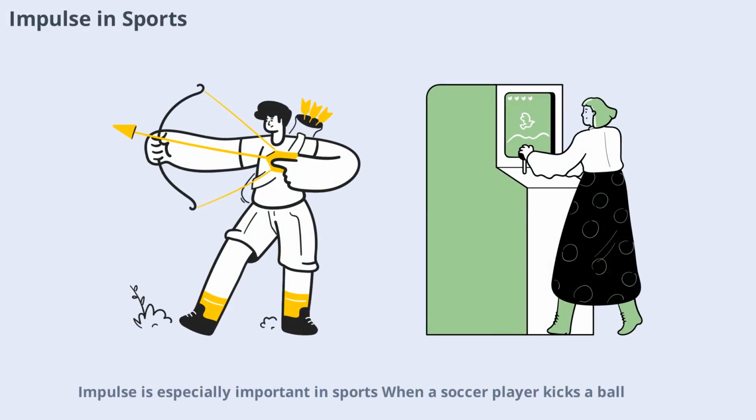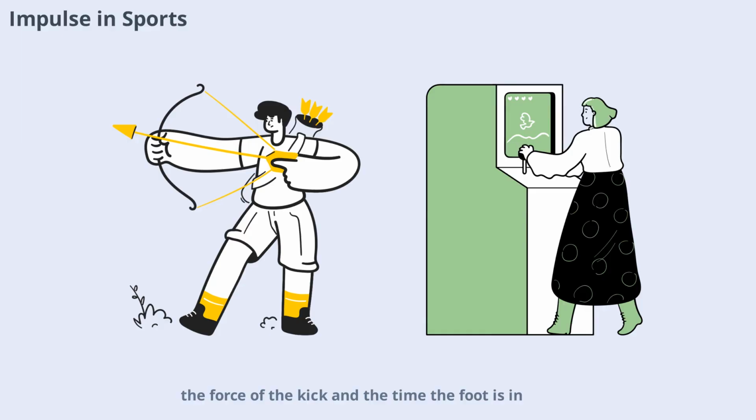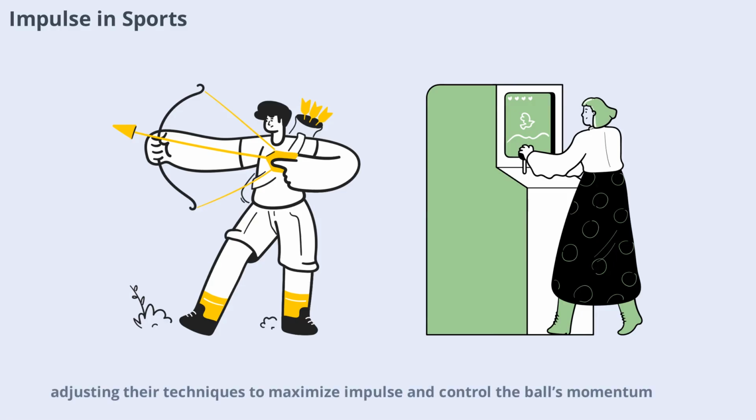Impulse is especially important in sports. When a soccer player kicks a ball, the force of the kick and the time the foot is in contact with the ball determine how fast and far the ball will go. Coaches and athletes use this knowledge to improve performance, adjusting their techniques to maximize impulse and control the ball's momentum.